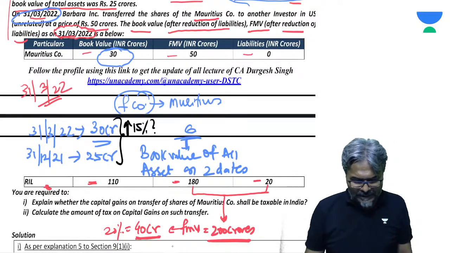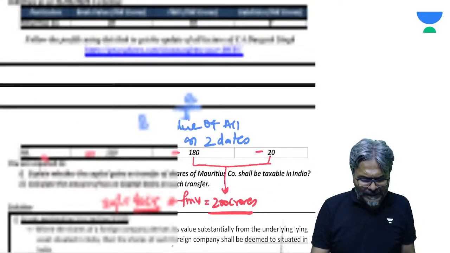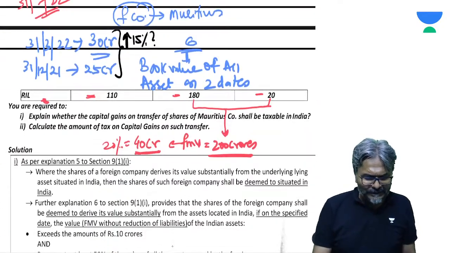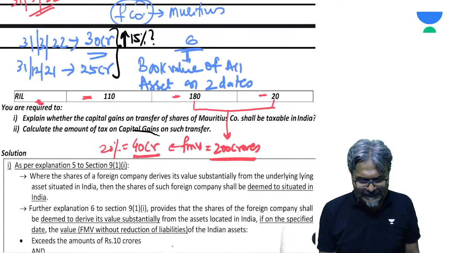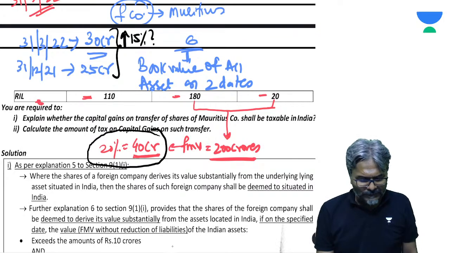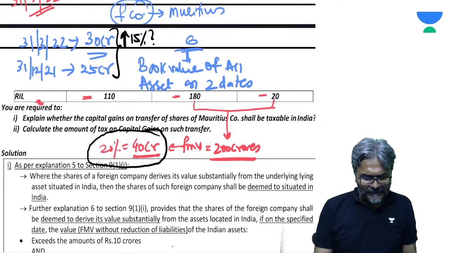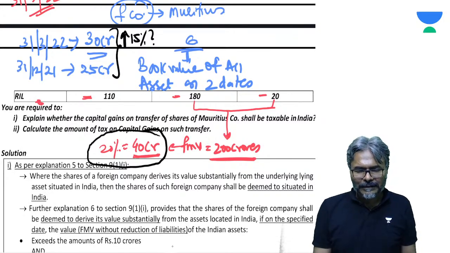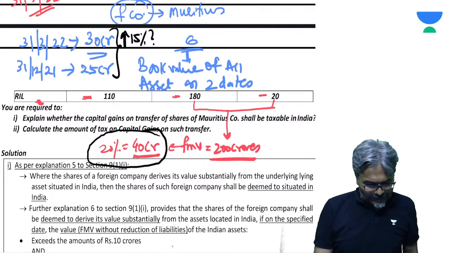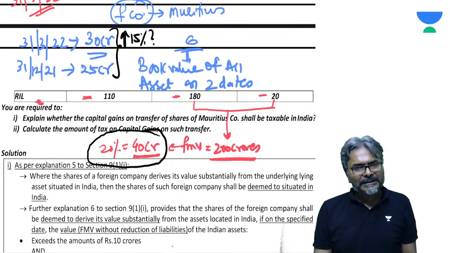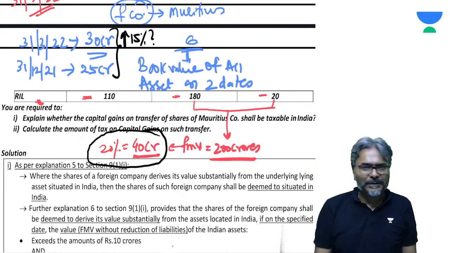What is the fair market value of the investment in the Indian asset on the date of transfer? It is 40 crores, students. So is it more than 10 crores? Yes. What about the second condition?